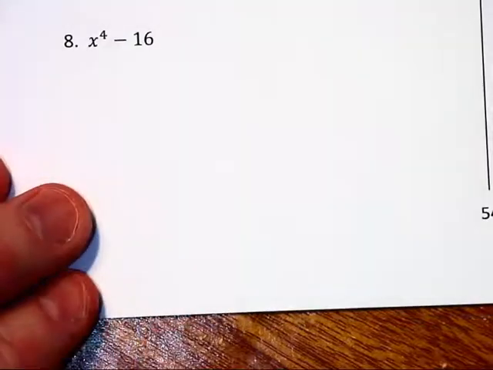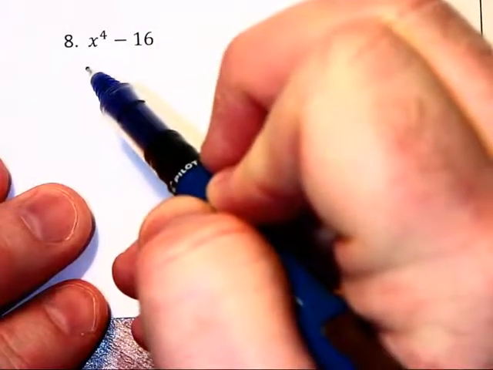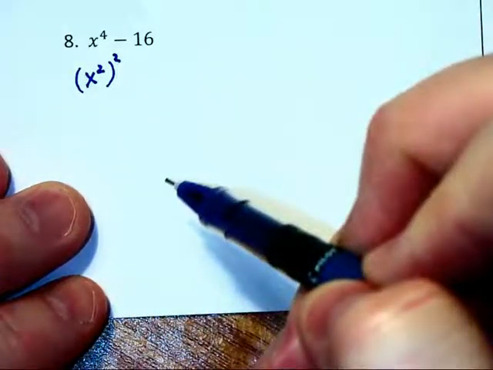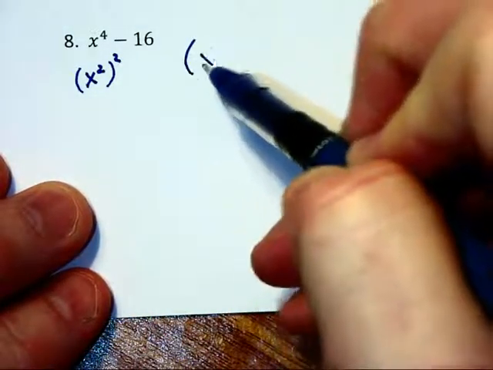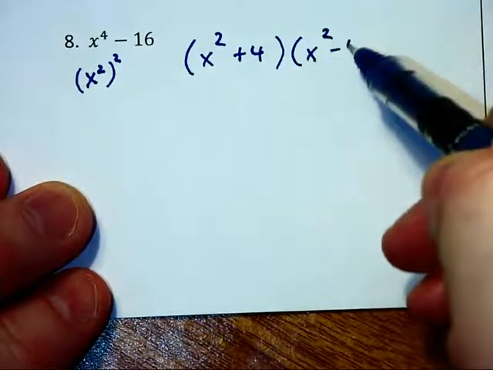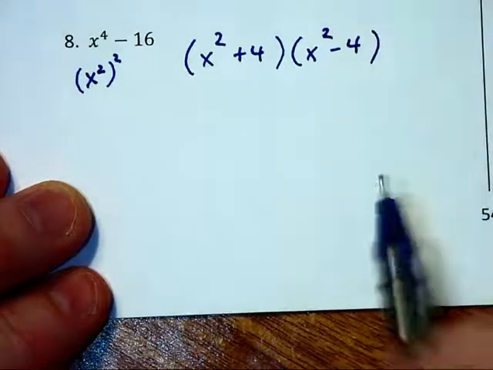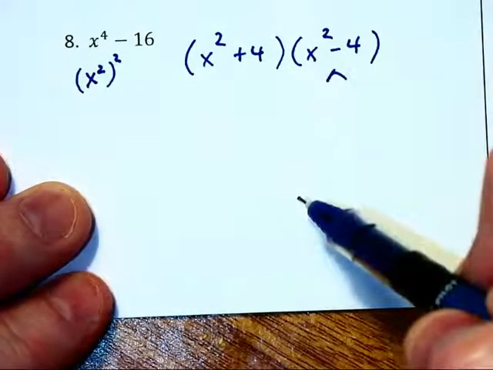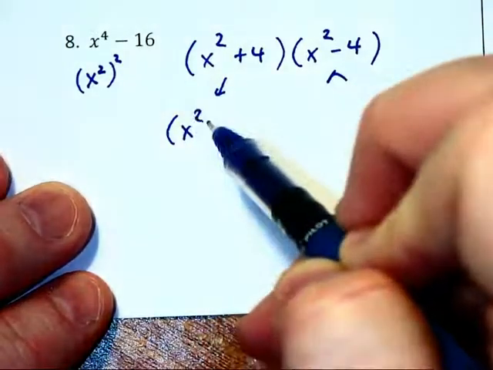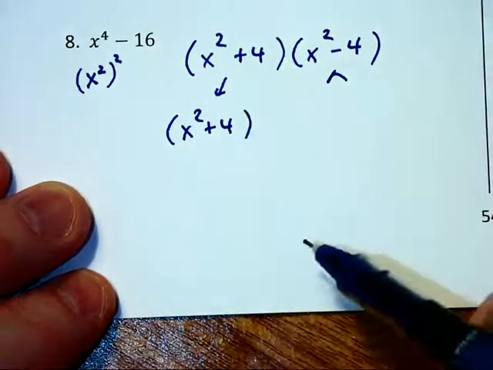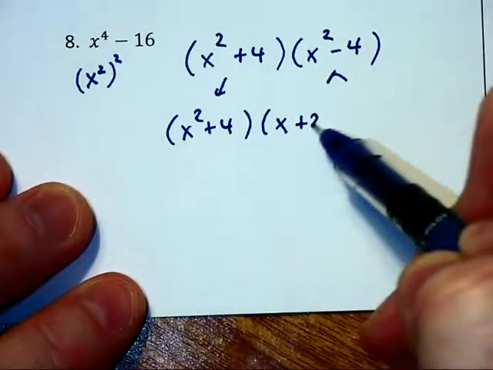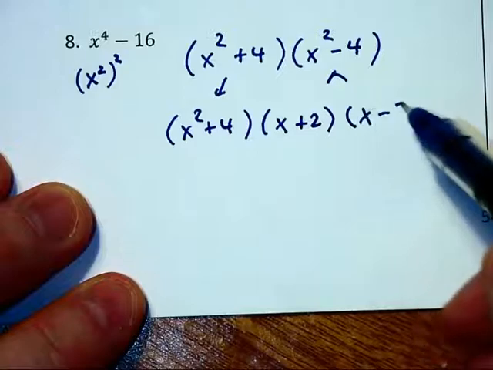When you have higher powers, don't let that scare you. This x to the fourth is really x squared squared. So when we apply this procedure, we're going to have x squared plus 4 times x squared minus 4. But we don't stop there. Notice that the x squared minus 4 is itself a difference of two squares. So we leave the x squared plus 4 as it is, because the sum of squares does not factor, and the difference of squares will factor into x plus 2 times x minus 2.